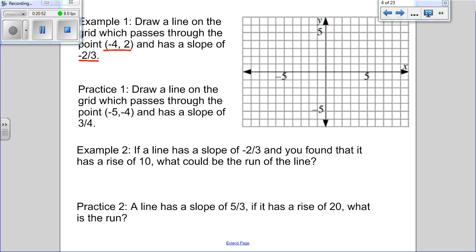I need to go mark (-4, 2) somewhere on this graph. -4 for the x-axis means go left 4, 2 means go up 2. There's my first starting point. That's (-4, 2): left 4, up 2.